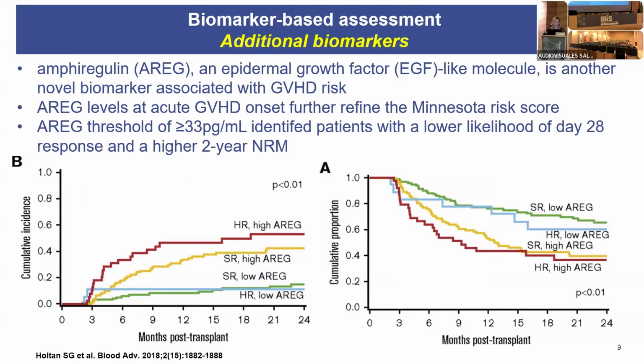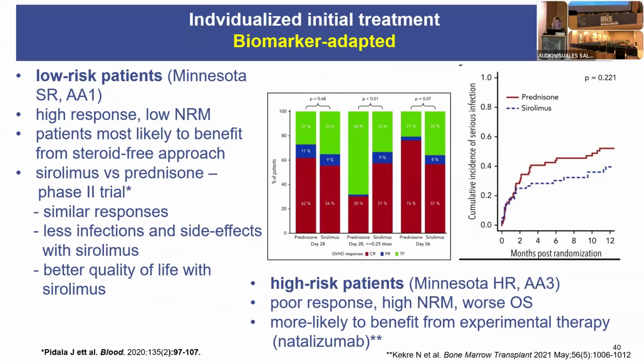There are even some other additional biomarkers that are being assessed, such as amphiregulin, which is also associated with GvHD risk, which can then further refine the Minnesota risk score and identify patients with a lower likelihood of response to therapy.